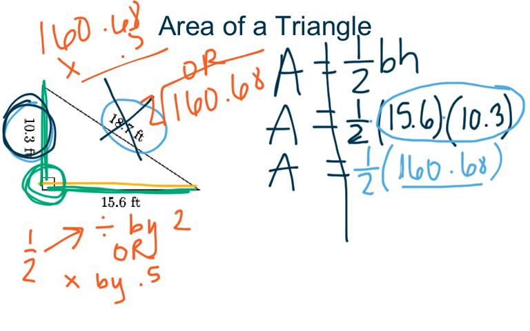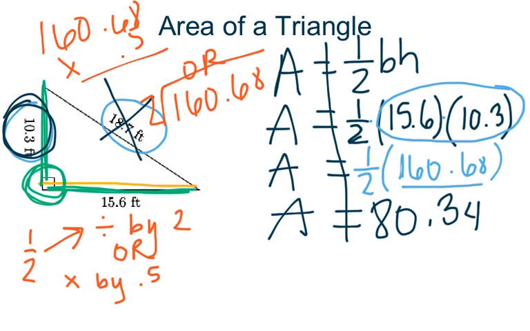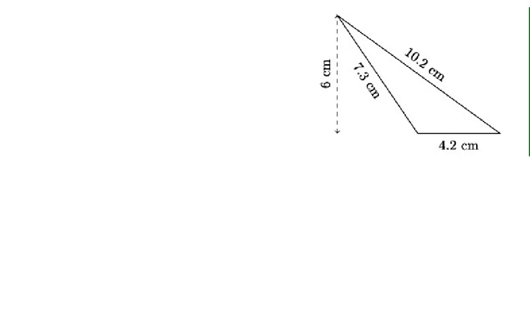So our final answer here, the area is equal to 80 and 34 hundredths, and we're going to go back and look at our unit, feet squared. Okay, you can't really see that there. 80 and 34 hundredths feet squared. So that's our first example. Let's take a look at our second example and why it might be a little bit different.